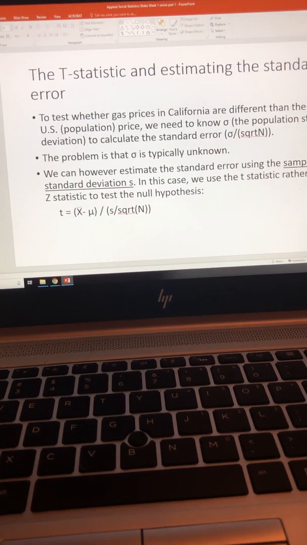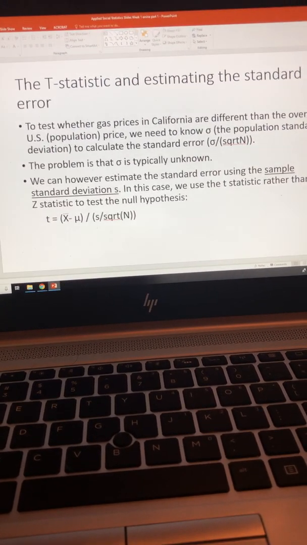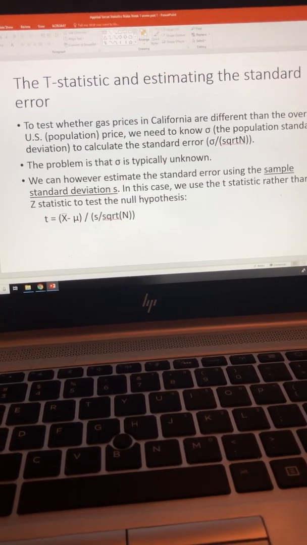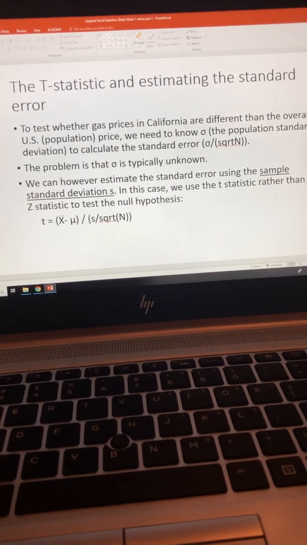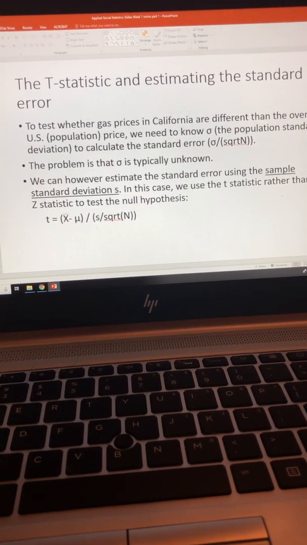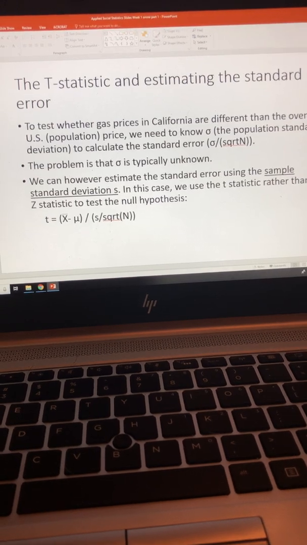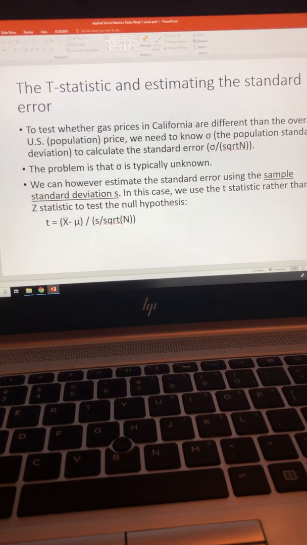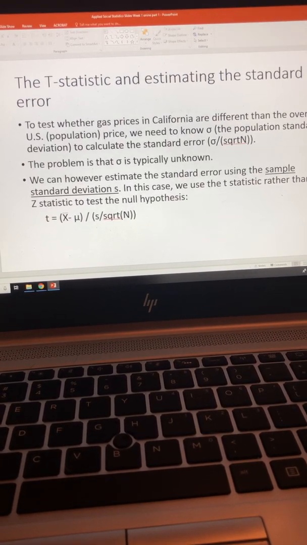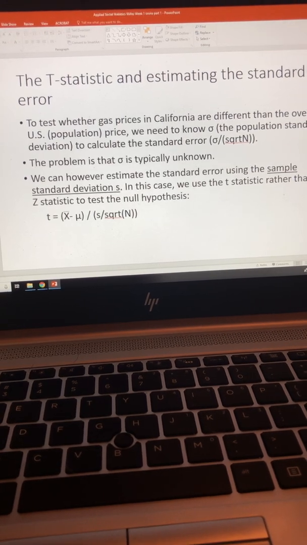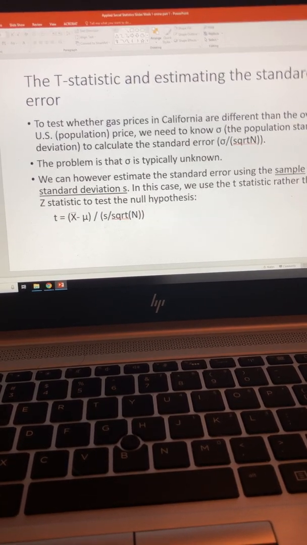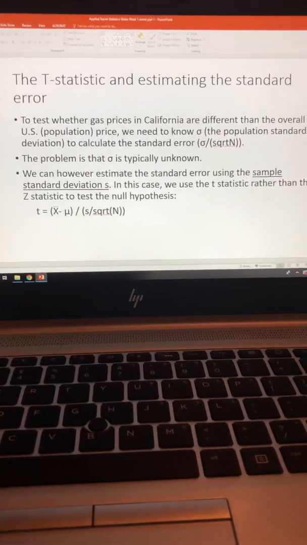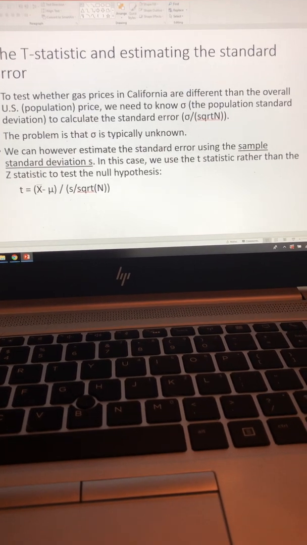So when we don't know the population standard deviation, we can estimate the standard error using the sample standard deviation, S, as opposed to the population standard deviation, sigma. And in that case, we use the t-statistic rather than the z to test the null hypothesis. Again, it's the same logic. You're just computing a test statistic to test your hypothesis. If you know the population standard deviation, you can use z. If you don't, you have to use t. And that's what we're going to talk about for the next, hopefully, 15 minutes. We shall see.